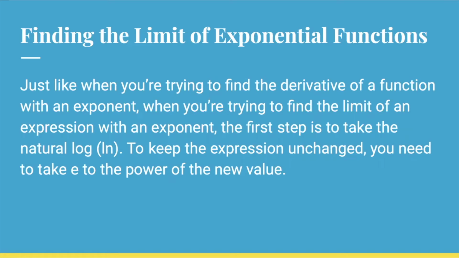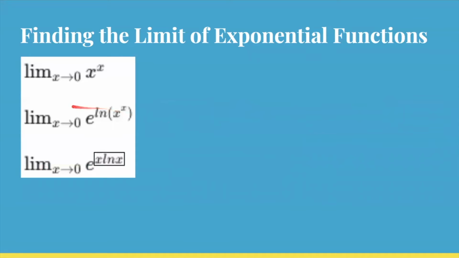So if you remember from implicit differentiation, when you're trying to find the derivative of a function with an exponent, the first step was to take the natural log on both sides of the equation. And that's very similar to what you do here. So now going back to our original limit, to solve for that, you first take the natural log of the expression, and then you take e to the power of the new value. So this is the same as this right over here. And then you use the properties of logarithms to move the exponent to the front.